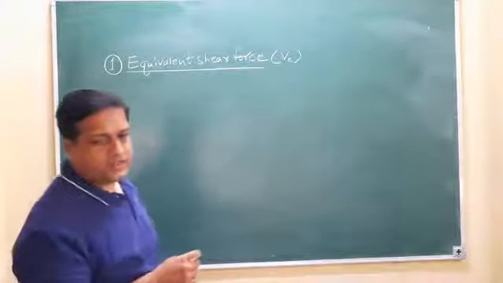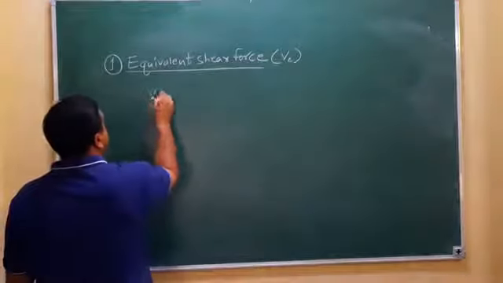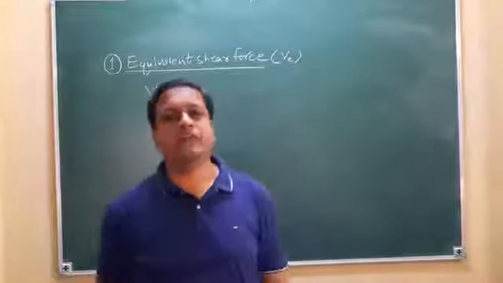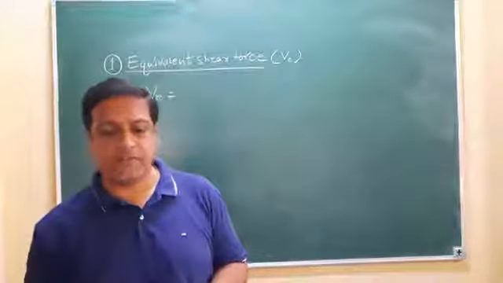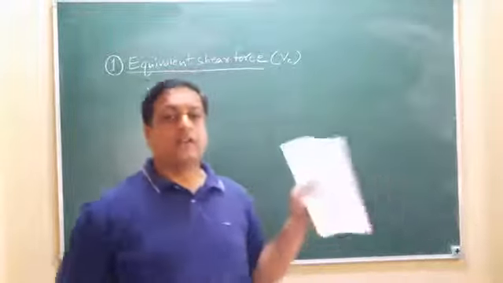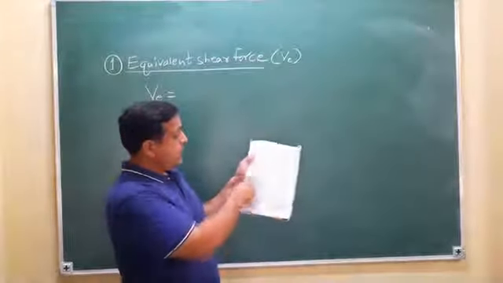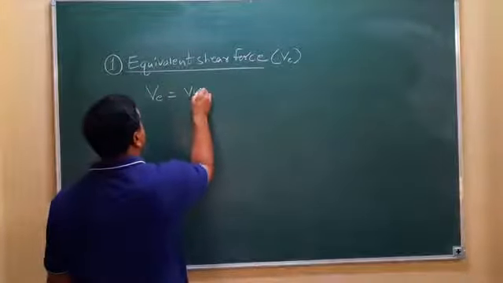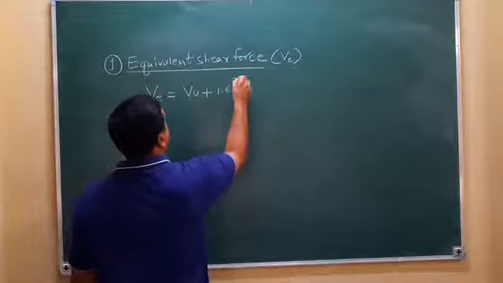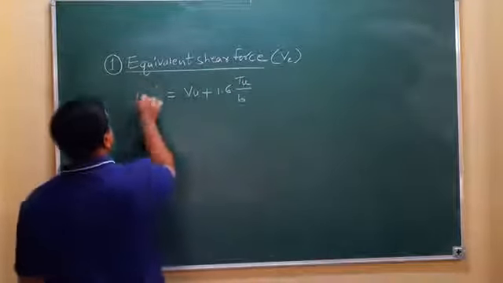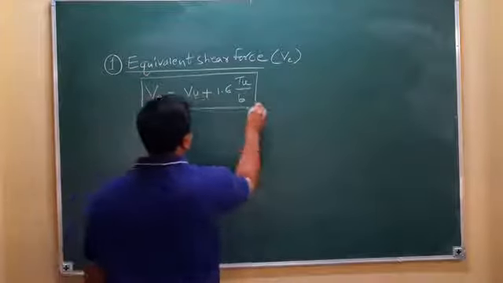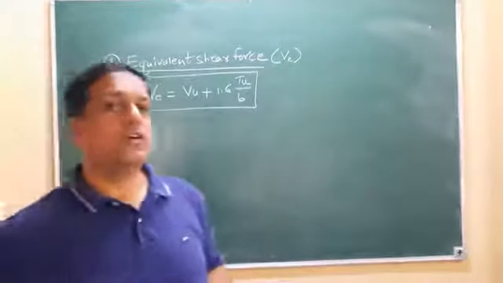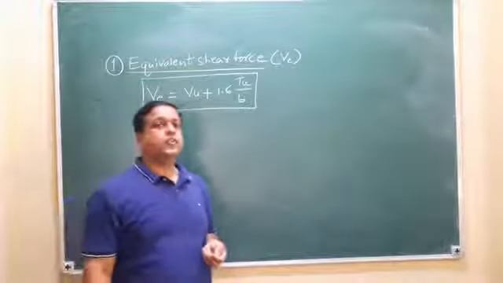Equivalent shear force means VE is equal to, this formula is directly given in IS code on page number 75. Refer to page number 75. I have the IS code. On this page, the equivalent shear force VE's formula is directly given. What is the formula? VE is equal to VU plus 1.6 TU upon B. So this formula is applicable for calculation of equivalent shear force on a beam.